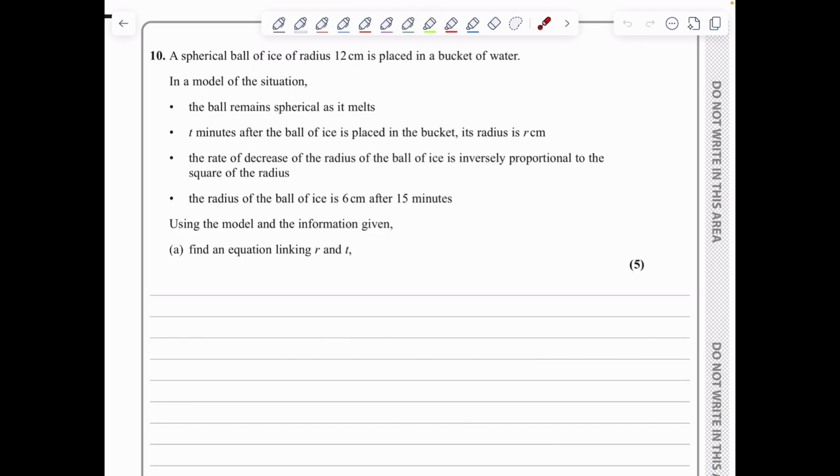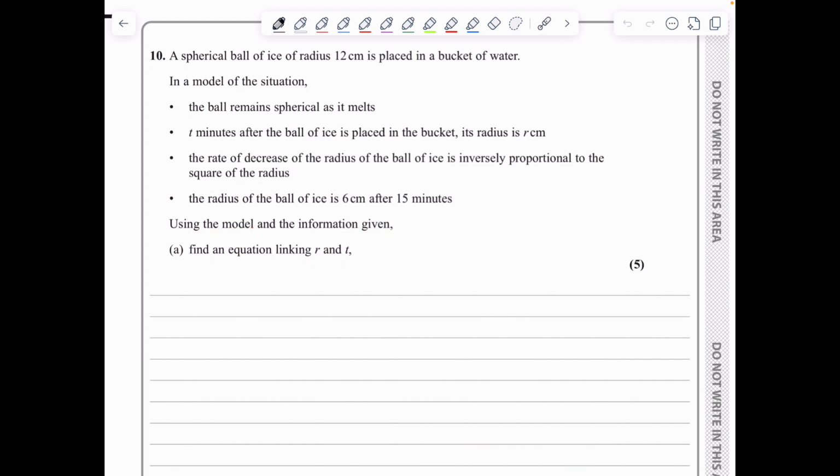In question 10, we've got a spherical ball of ice of radius 12 centimeters placed in a bucket of water. Now, in a model of the situation, the ball remains spherical as it melts. T minutes after being placed in the bucket, the radius is r centimeters. The rate of decrease of the radius is inversely proportional to the square of the radius, and the radius of the ball is 6 centimeters after 15 minutes. Now we need to use the model and the information given to find an equation that links r with t.